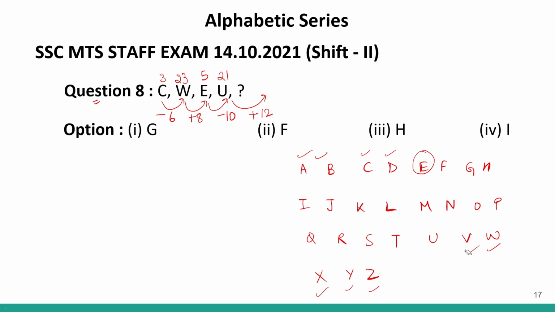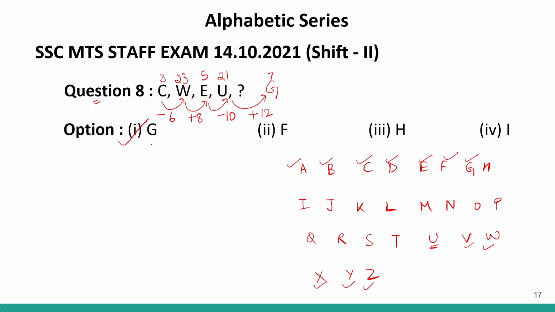So from U, if I have to go 12 positions forward, from U, 12 positions forward will be 1, 2, 3, 4, 5, 6, 7, 8, 9, 10, 11 and 12. So 12 positions forward will give me G, which is 7. Correct? And my answer will be option number 1, G.